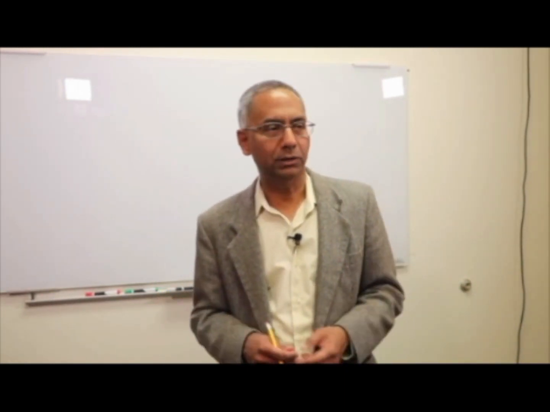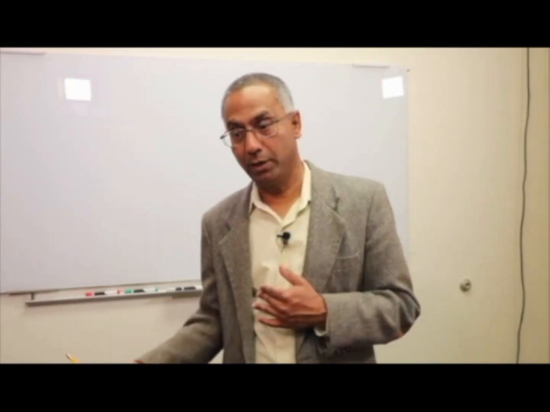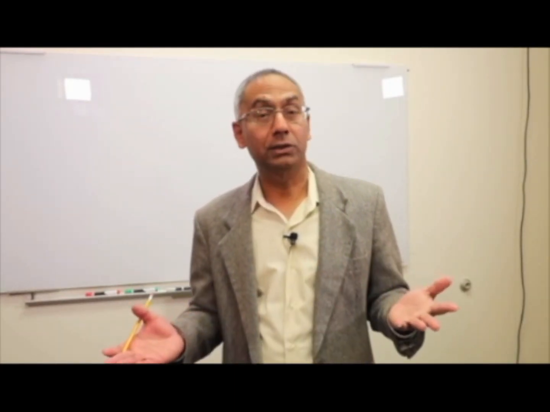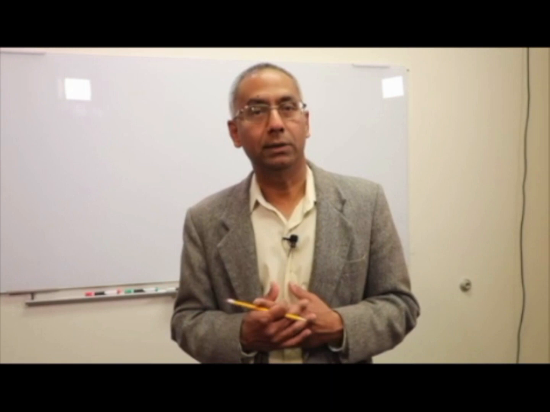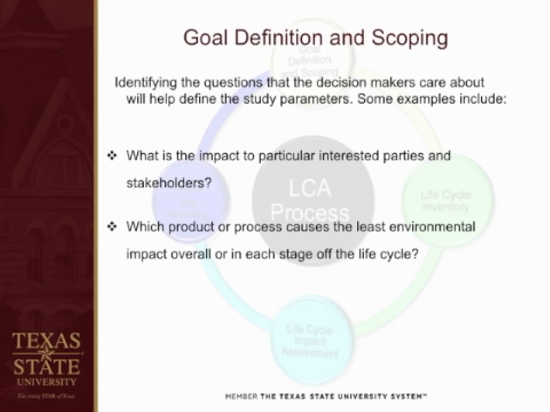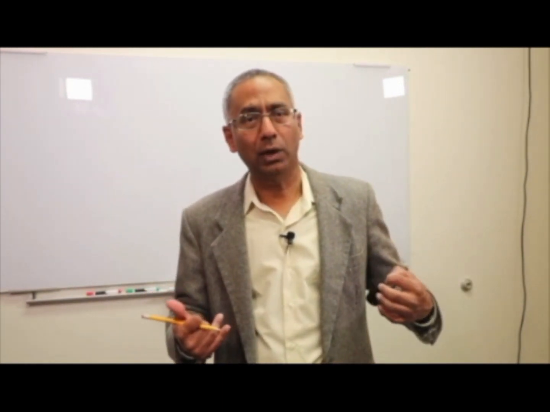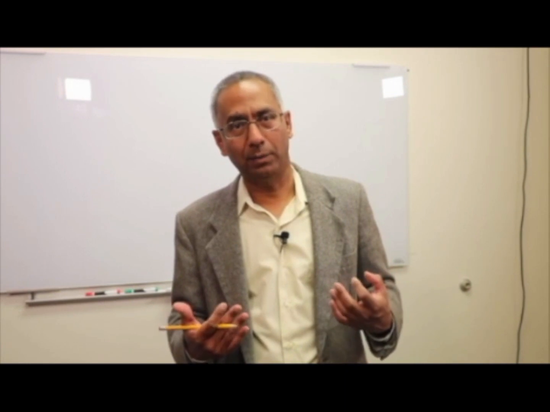We'll just go over a couple of these. The first thing is, what is the impact to particular interest groups? It could be your investors, it could be your immediate neighboring society. So what is it that's important to them? Because that is whom we are trying to talk to. The next thing is, you may want to know which product in your product line or which process step causes the most or the least impact. So these are some questions. The answers to these questions will help you determine the study parameters.